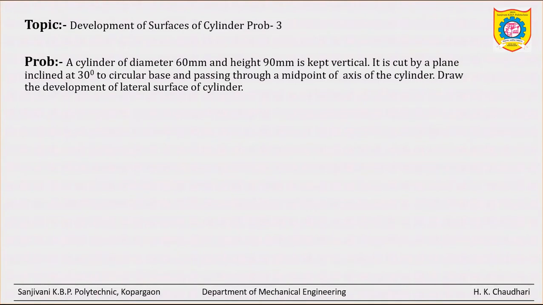Consider a problem. A cylinder of diameter 60 mm and height 90 mm is kept vertical. It is cut by a plane inclined at 30 degrees to the circular base and passing through the midpoint of the axis of the cylinder. Draw the development of the lateral surface of the cylinder. First read this problem carefully. Now the change is here: the cutting plane is passing through the midpoint of the axis of the cylinder. So let us go for the solution.